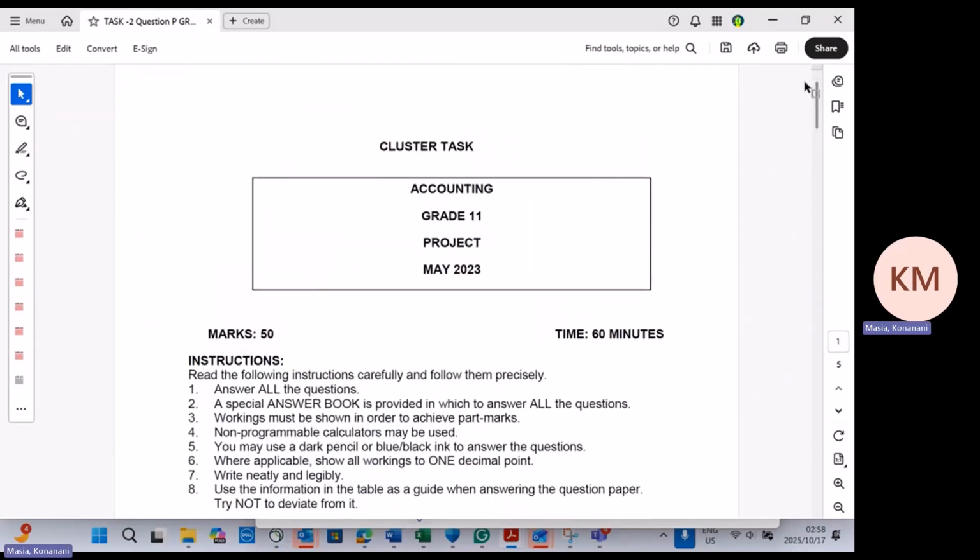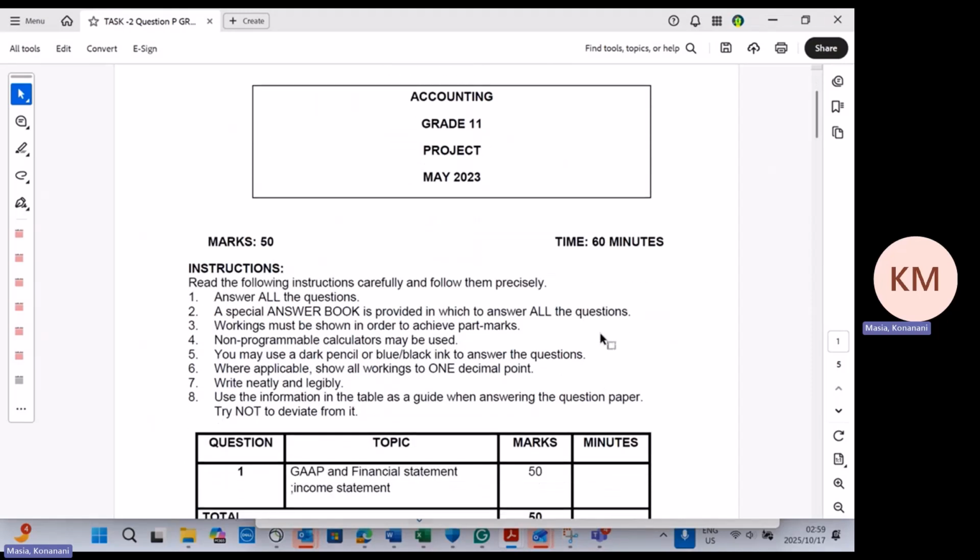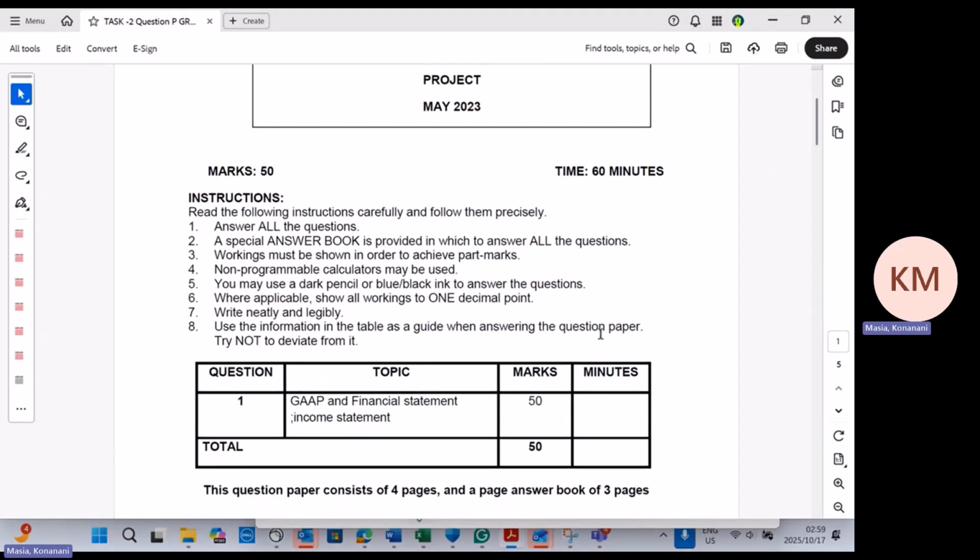As you can see, this was a cluster task with a project that was provided for grade 11 in 2023. The question was 50 marks, and the time you need to spend answering it is 60 minutes. Now, I'm going to try to do this question in 30 minutes so that I can show you the main issue that you need to consider when you're answering this question.